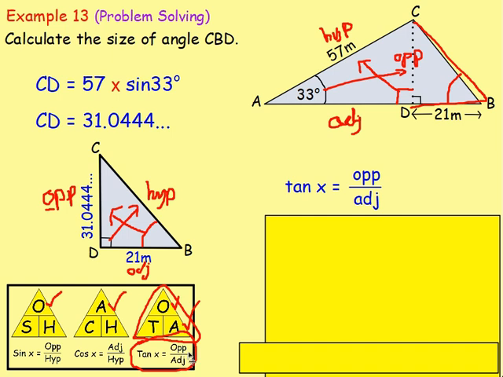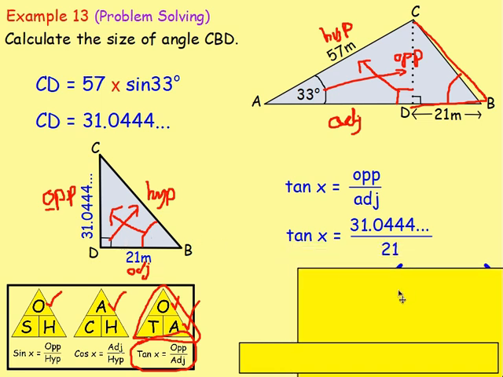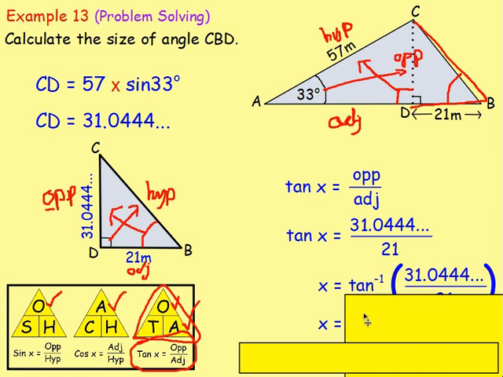Sub in the numbers. The opposite is what length? Good, it was that previous answer. It's the 31.0445. And we divide that by the adjacent, and the adjacent is 21. Remember, it is not tan x we want to find, we just want to get x. So to do that, on the other side, we would have that fraction, but we do tan to the minus 1. So it's tan to the minus 1 of that fraction.